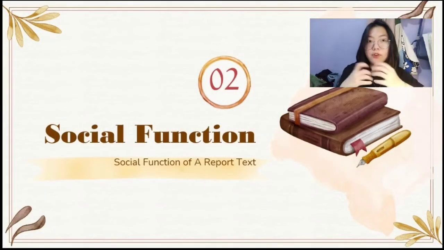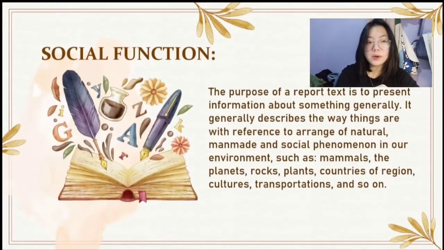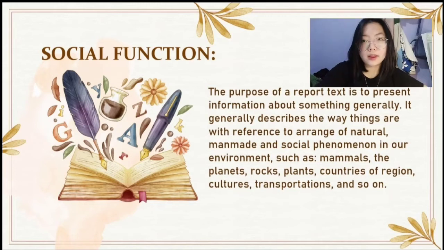Next, there is a social function. The purpose of a report text is to present information about something generally. It generally describes the way things are with reference to a range of natural, man-made, and social phenomena in our environment, such as mammals, the planets, rocks, plants, countries or regions, cultures, transportation, and so on. Okay, so from this slide, we can see that the things must be a representative class.